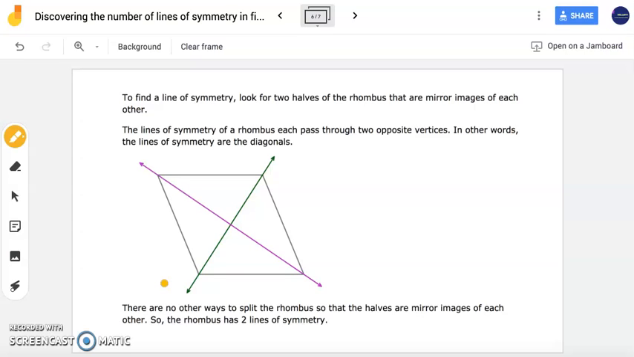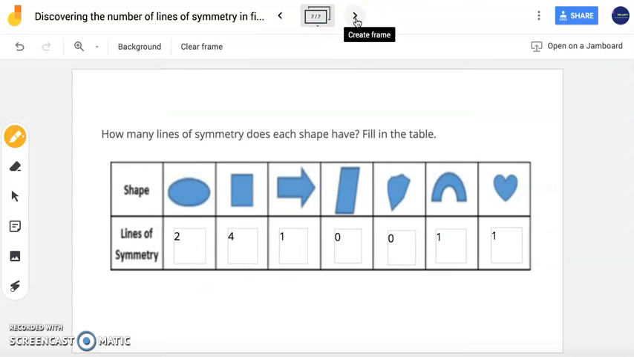So today I really want you to take a closer look at these figures and determine, is there one line, two lines? Many of you might recognize there's one diagonal right away, but there could also be another diagonal representing that line of symmetry as well. Now in these figures here, it says how many lines of symmetry does each shape have? And you're going to fill in the table, which I actually filled in here, but I want to discuss why I filled it in with specific numbers.